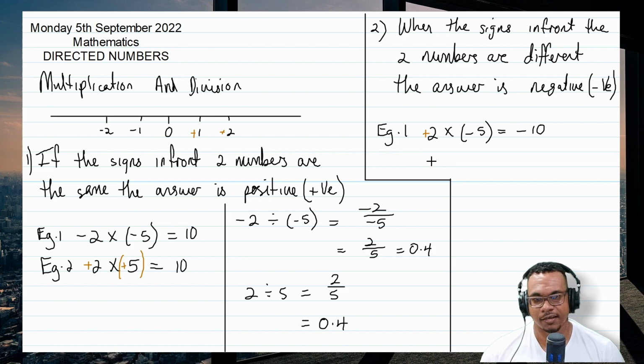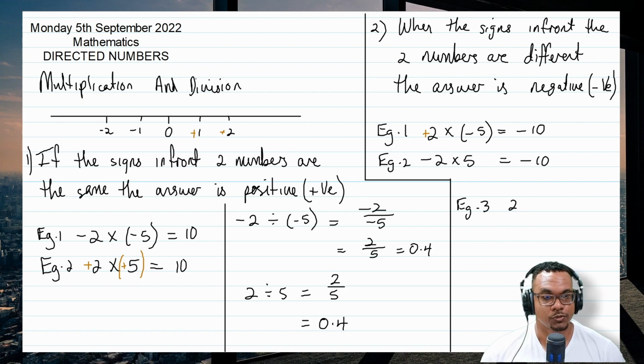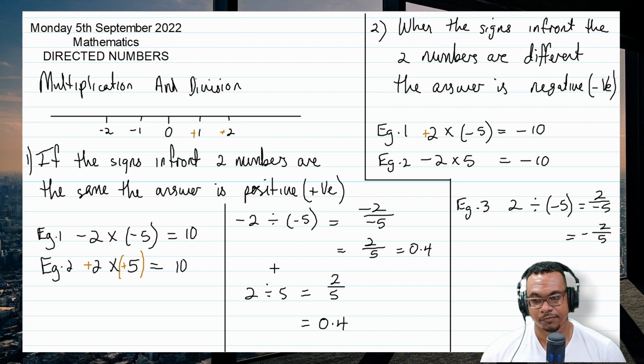All right, even if I had -2 multiplied by 5, then that means that this is negative, this is positive, so the 2 signs are different, so the answer is negative, so you get -10. All right, example 2. Let's look at the division now. So if you have 2 divided by -5, that's simply 2 over -5, which you can write the whole thing as a negative sign in the middle like that, and 2 over 5. Okay, that symbolizes that the entire fraction is negative.